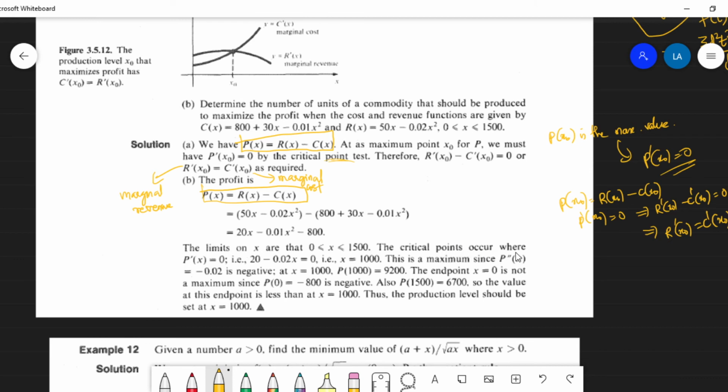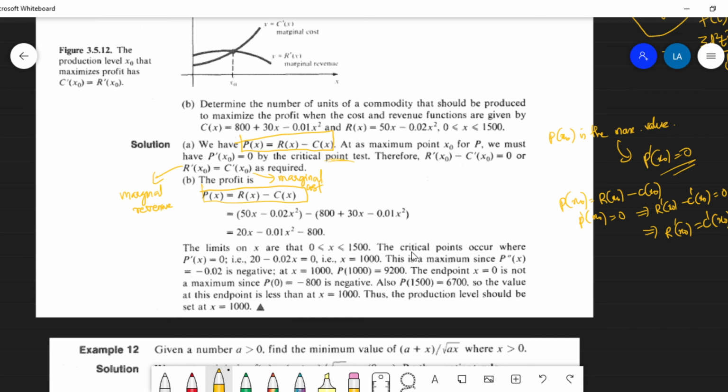The critical points occur whenever P dash of x is equal to 0. So you find P dash of x. P dash of x will be 20 minus 0.02x, right? That is equal to 0. That will mean the critical point x, solve for this. So you have 20 is equal to 0.02x, x is equal to 20 divided by 0.02, and you will obtain x is equal to 1000.